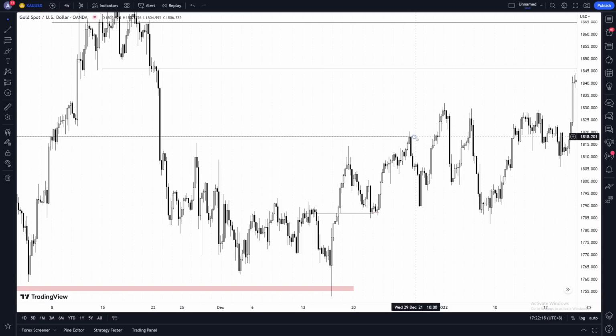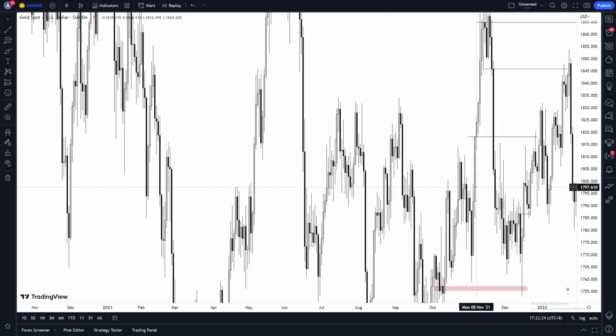And second thing is to be mindful of something very, very important, which is what the next zone is going to be.